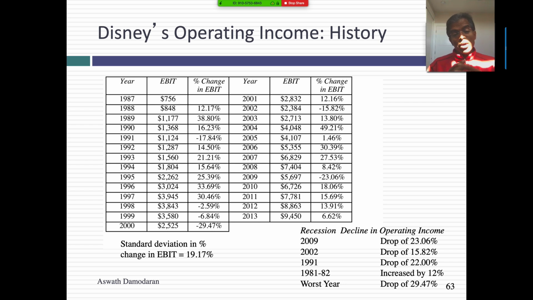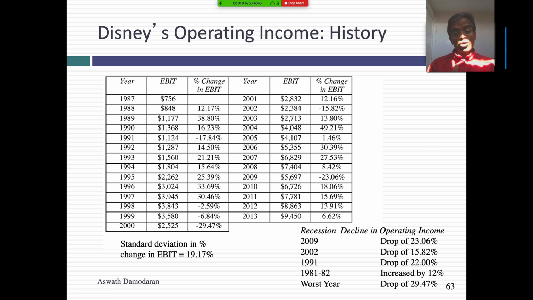Now, to figure out what a bad year will look like for Disney, I looked at its history. We know in a bad year your earnings will drop, but by looking at its history, you can see how bad the drop is and try to build it into your analysis. So here I have about 25 years of data. I've computed the percentage change in operating income every year, and I'm looking at that column of percentage change. The worst year that Disney had in the previous 26 years was a minus 29% year in 2000. So to me, a terrible year for Disney would be about a 30% drop in operating income. A more common bad year would be probably 10, 15, 20%.